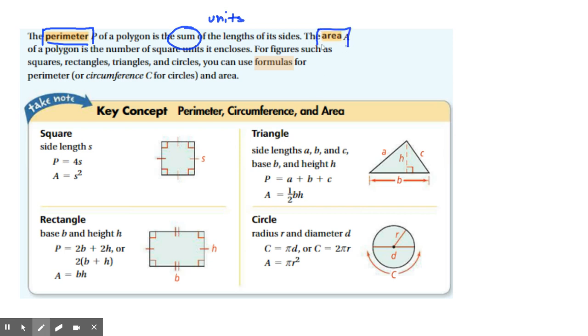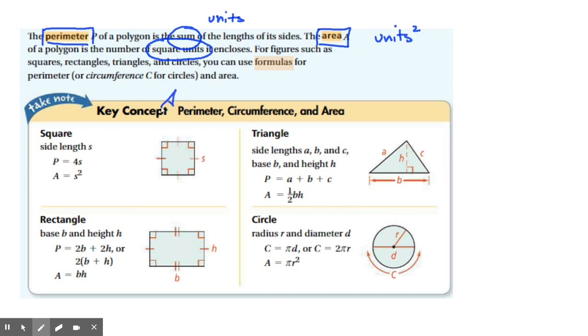Area, however, is the number of square units it encloses. So area is measured in units squared. So that would be centimeters squared, inches squared. And again, that's because you're typically multiplying two dimensions together.